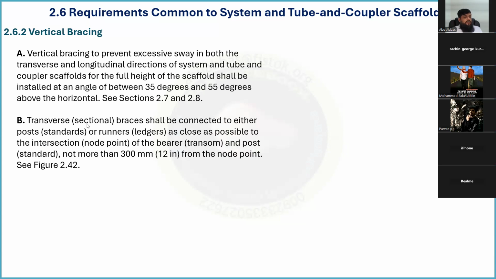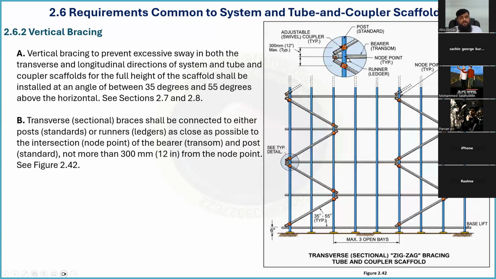Anyhow, transverse sectional brace shall be connected to either a post standard or runner ledger as close as possible to the intersection node point of the barrier transom and post standard, not more than 300 mm, 12 inches from the node point, figure 42. So first we look at, okay, this is what we are talking about, the degree. From wherever you will take. Now, this is what we are referring to, the degree, between 35 to 45 degree.